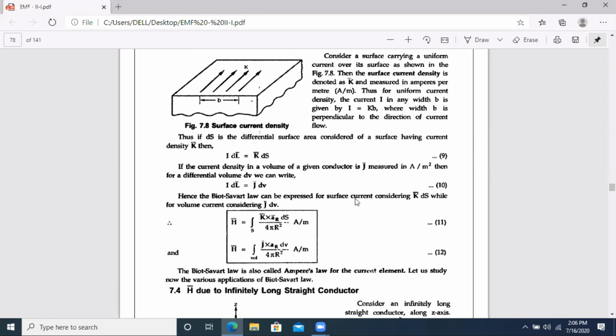So along the same principle, when we were doing the surface charge and the volume charge, for our surface charge, the integral over the surface K dS aR over 4πR². So it's just your current that changes from I dl for the line current to K dS for your surface current. For your volume current, it is J dV instead of I dl. Everything else remains the same.